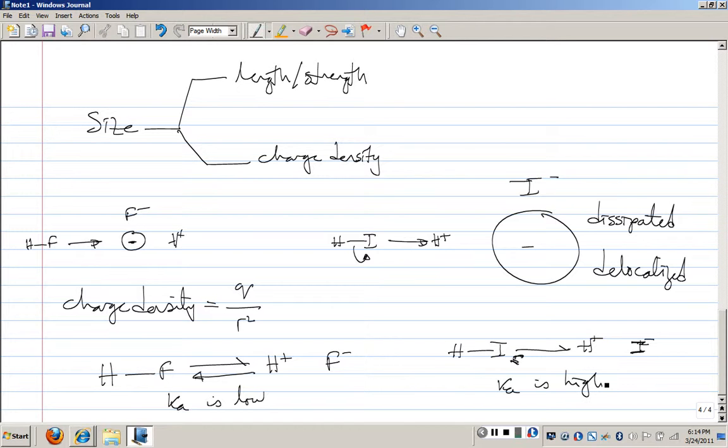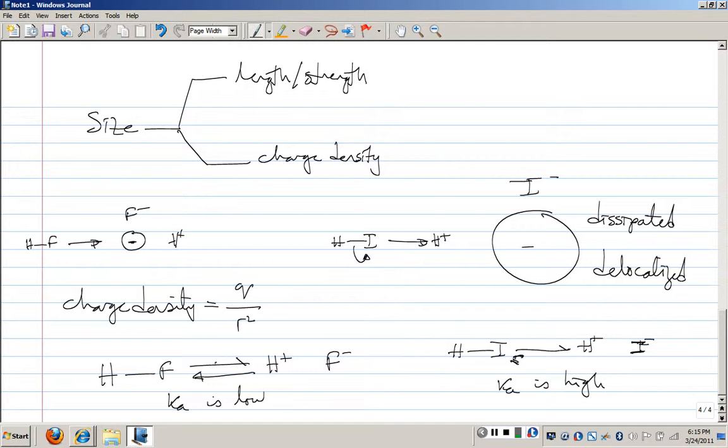So the size of I, or the size of the atom to which H is bound, affects the acidity of the compound in two ways. One is in terms of the length and strength of the bond. So if you will, that affects this arrow, right? Because obviously the longer the bond, the more easily and more completely, which is the point, it breaks. The other factor is that the size of the atom affects the charge density on the ion.